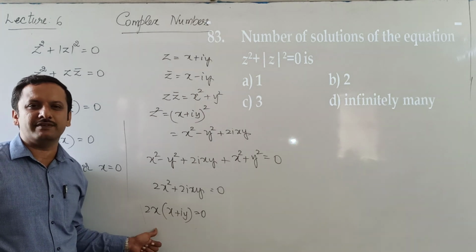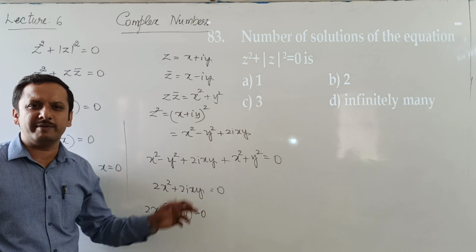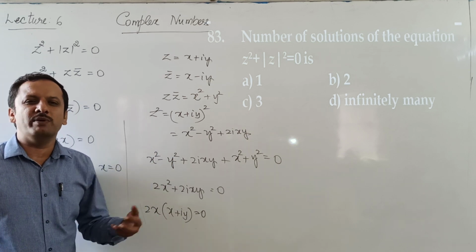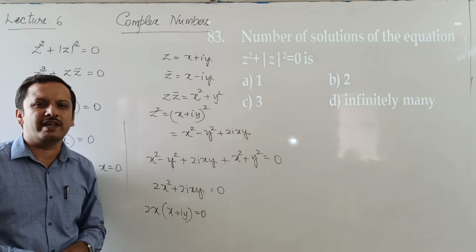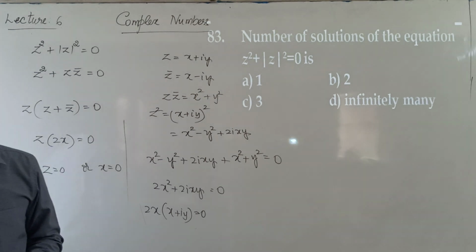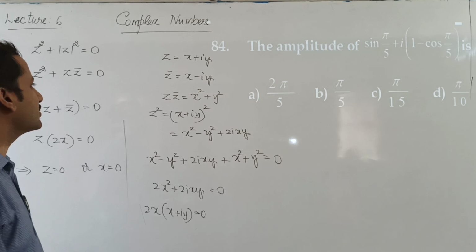So if x is 0, that's 0. So how many complex numbers are there where x is 0? There are infinitely many. x is 0 means I am talking about the y axis. In other words, I am asking how many points are there on the y axis. There are infinitely many. So the answer is it has infinitely many solutions. Fourth option. Next question.